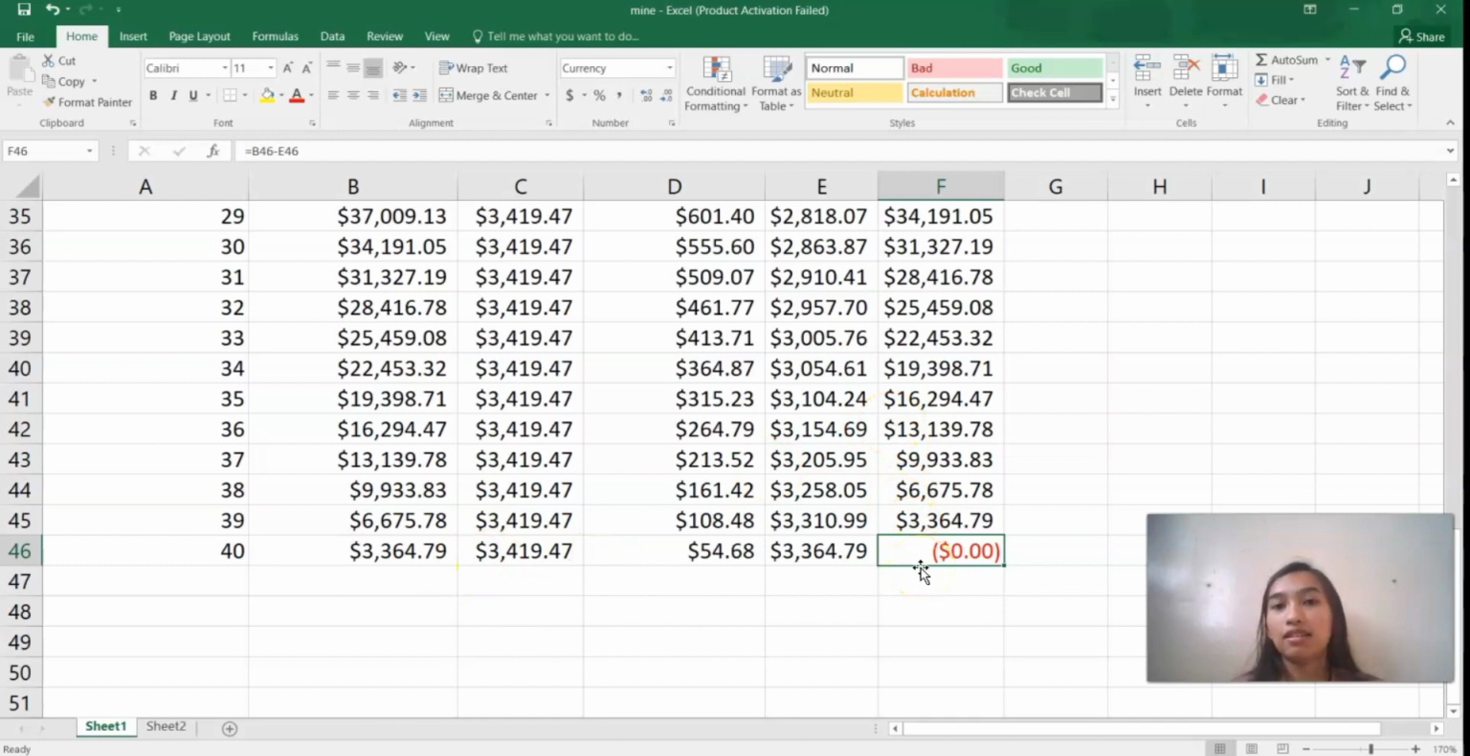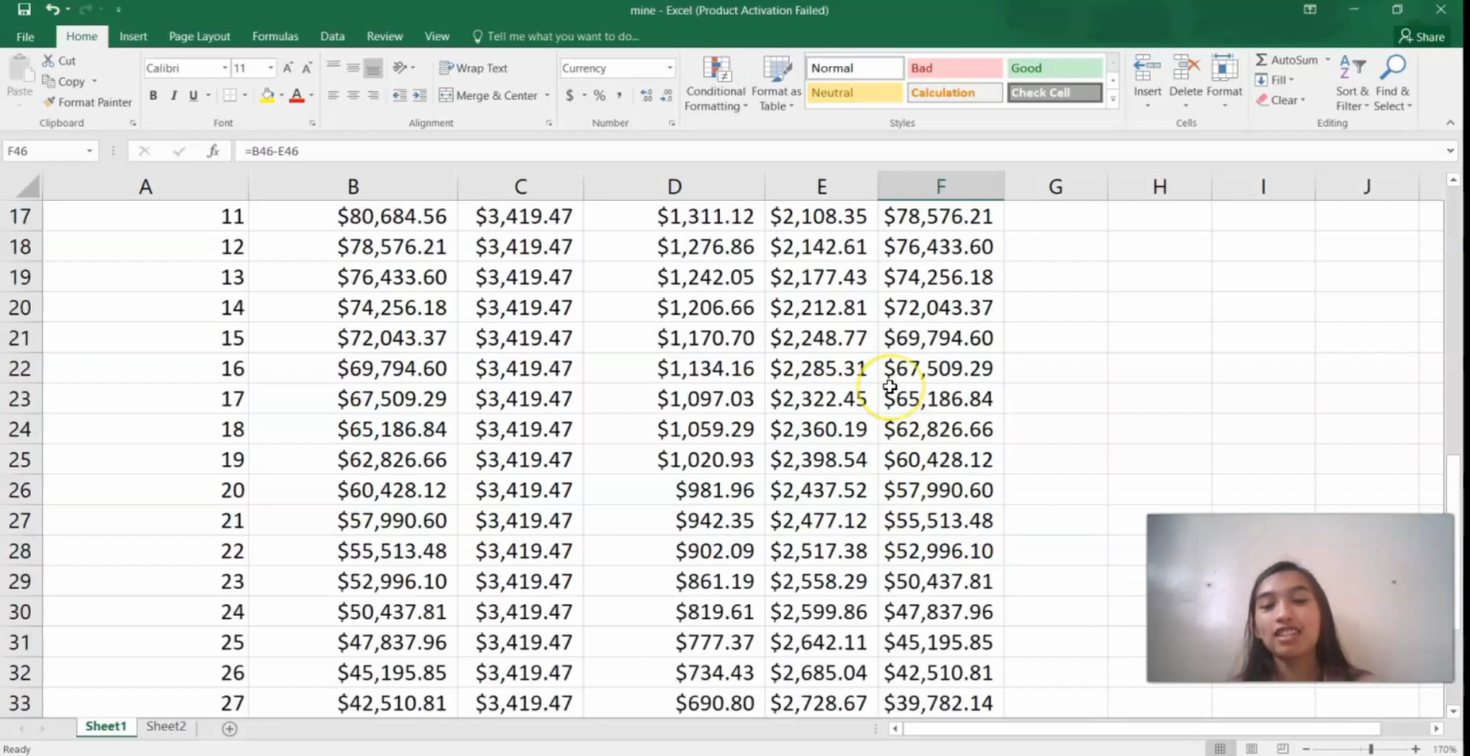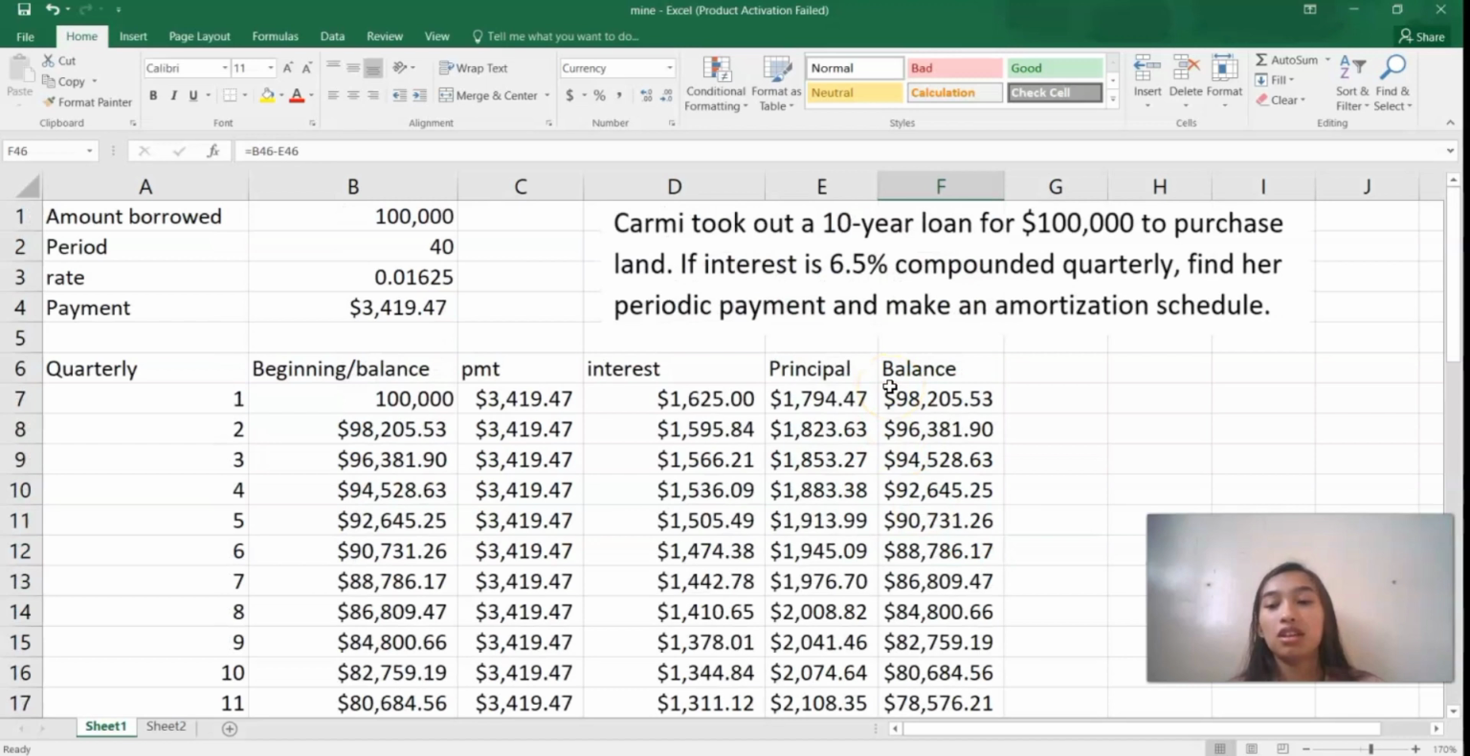And note that in amortization, there must be no balance left at the last period. Now, if ever there is a balance here at the last period, there must be a problem with your formula, computations, or the table or the schedule. Alright, so this is how you make an amortization schedule using Excel, and I hope you learned.